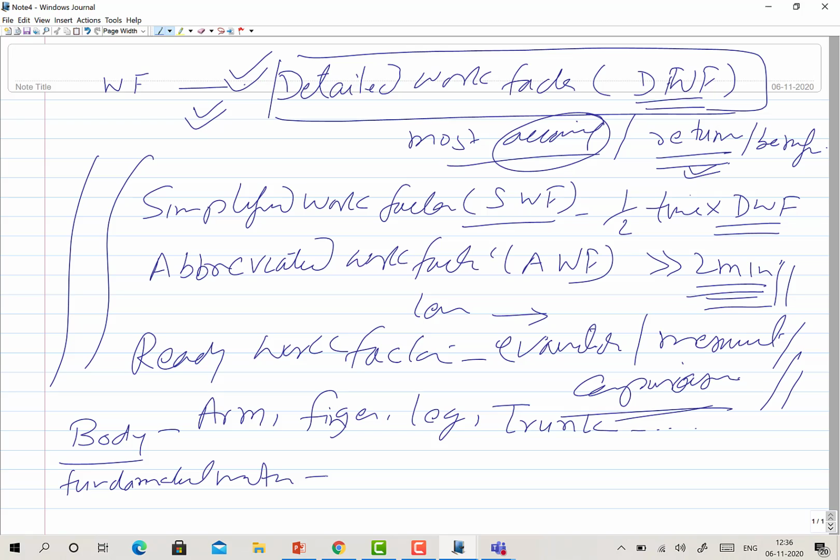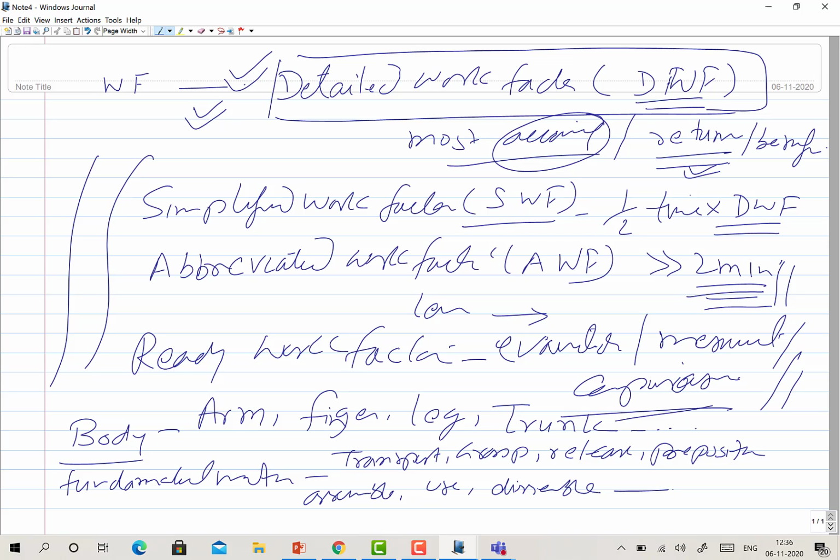or activities involved, like transport, grasp, release. These are like therbligs only. Preposition, assemble, use, disassemble, and so these are some of the fundamental motions.